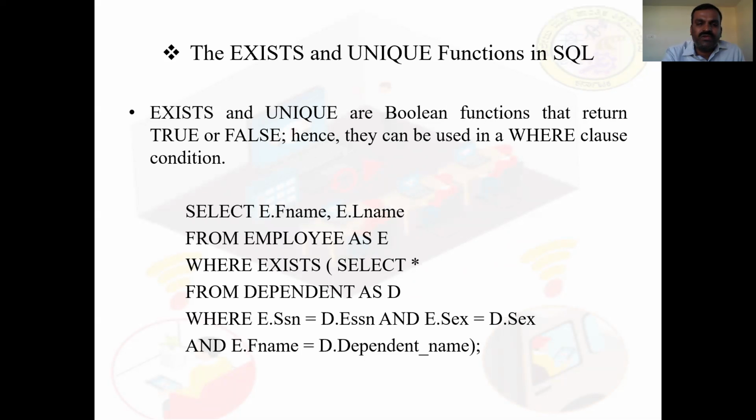Select e.fname, e.lname from employee as E where exists (select * from dependent as D where E.SSN is equal to D.SSN and E.sex is equal to D.sex and E.fname is equal to D.dependent_name). Exists and not exists are usually used in conjunction with correlated nested queries.